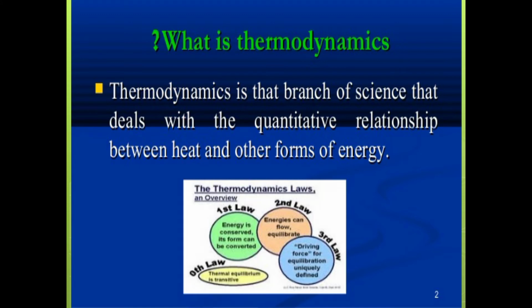It is a branch of science that deals with the quantitative relationship between heat and other forms of energy. We know energy is in different forms: chemical energy, mechanical energy, physical energy, kinetic energy, etc. So, in thermodynamics, we are studying the relationship between heat and other forms of energy. In this chapter, we are going to discuss all those things. And in chemistry, we are studying chemical thermodynamics.